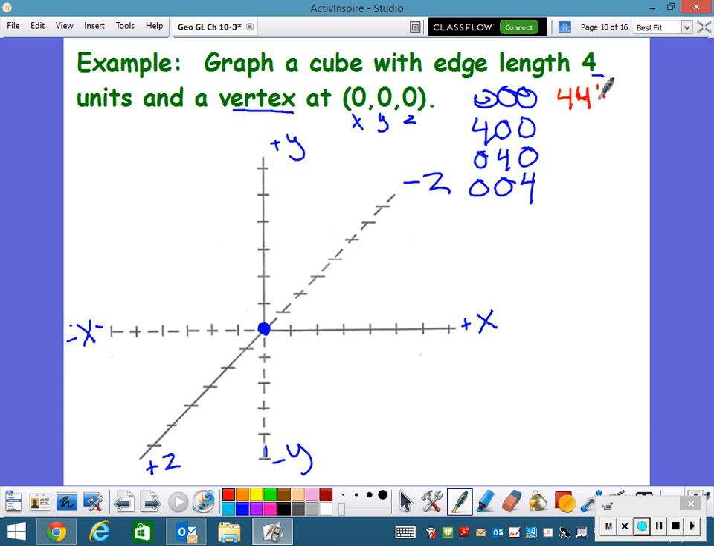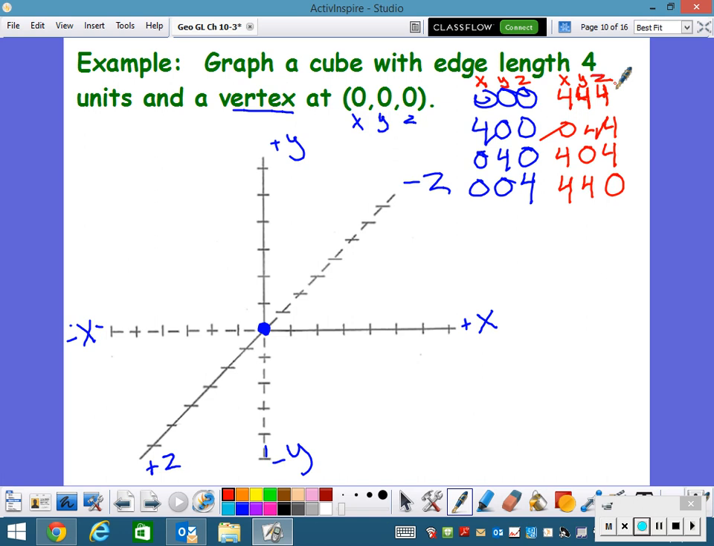If I start with three 4s, then I can add one 0 to the mix. So I can go 0, 4, 4. I can go 4, 0, 4. Or I can go 4, 4, 0. So now I'm going to plot all these points. So we're going X, Y, Z. X, Y, Z.